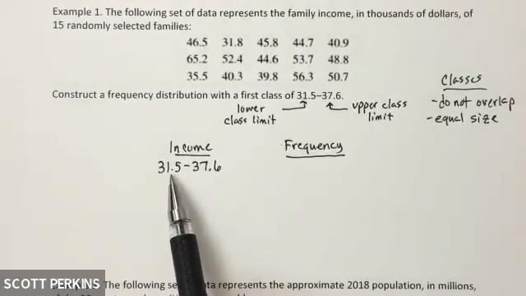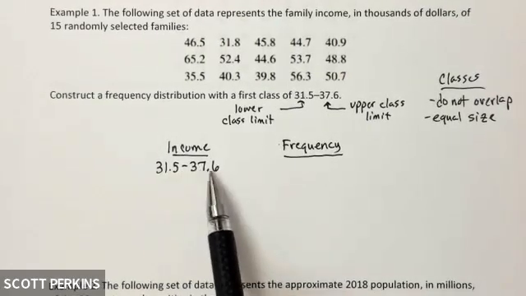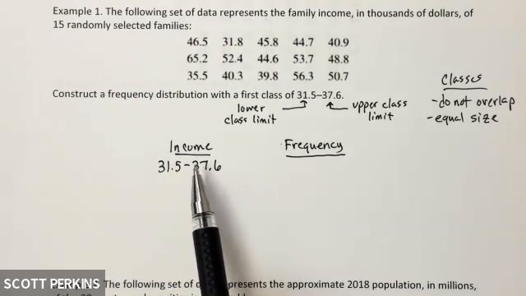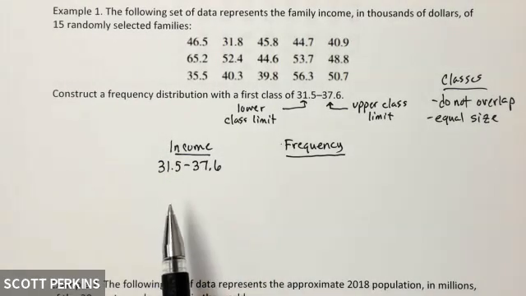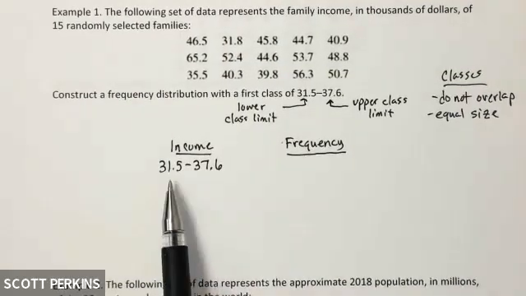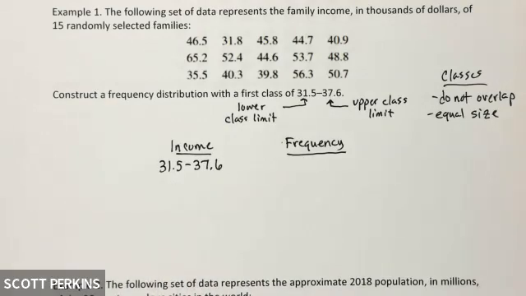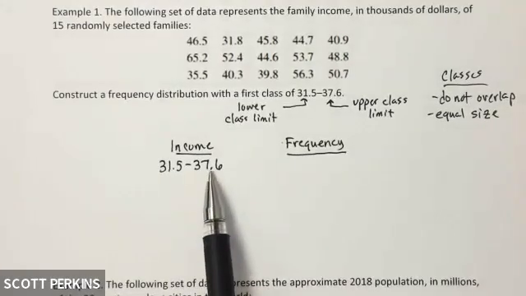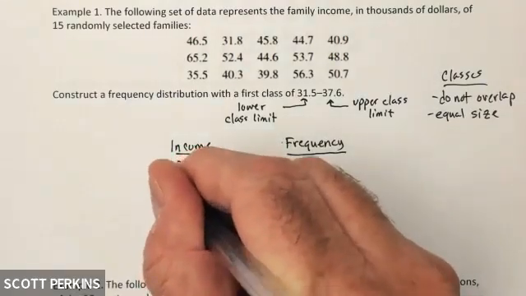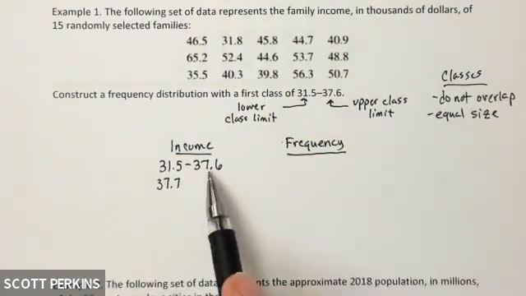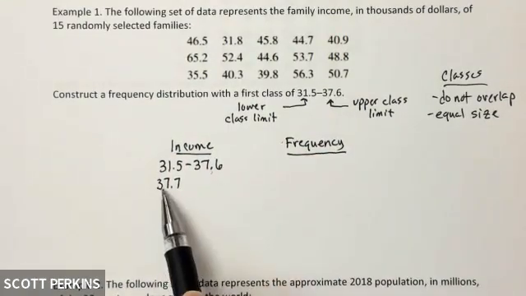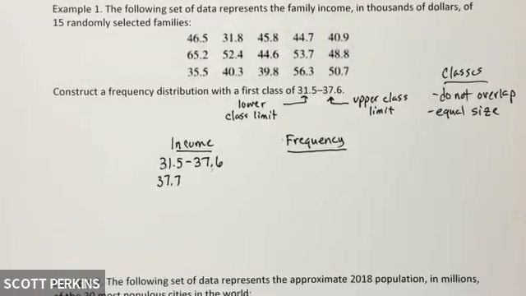Okay, so if my first class here is 31.5 to 37.6, and I've told you that classes do not overlap, what would you propose? Make any sort of guess. What would you propose is the next lower limit going to be of the next class? What did you say? Yeah, so if 37.6 is the highest value in this class, then the next value would be 37.7. I just count from 37.6 to 37.7. That's going to be the next lower limit.